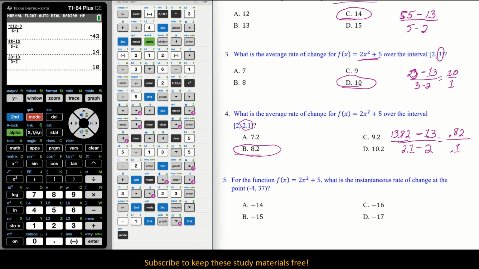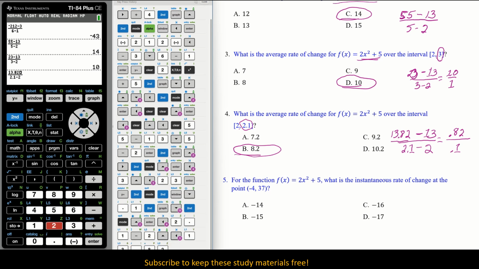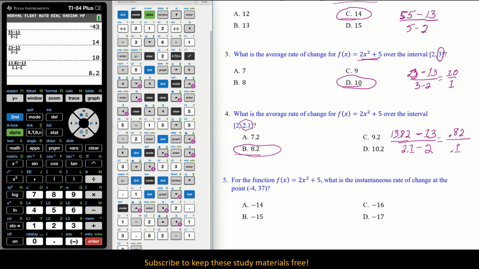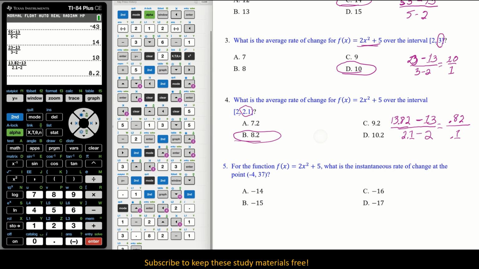Let's just go back. Second mode, go up and capture, bring it down, and let's put this in. 2.1 minus 2. I'm in the denominator. Let's go to the numerator. Notice it types over, okay? 13.82 minus 13. And is it correct? Yes. Push enter. And there we go. Okay? It is correct. All right? Now, let's go down just a little.